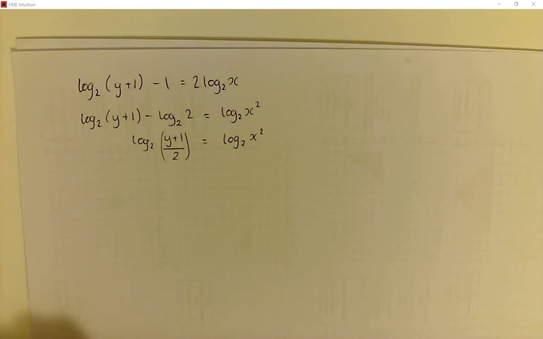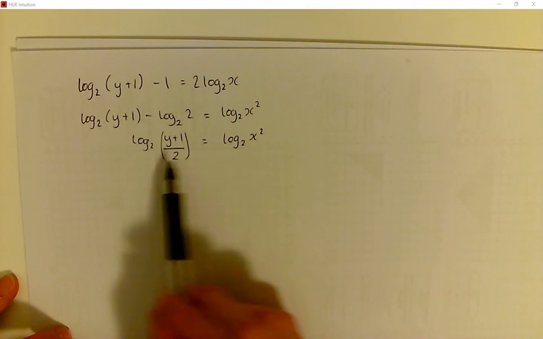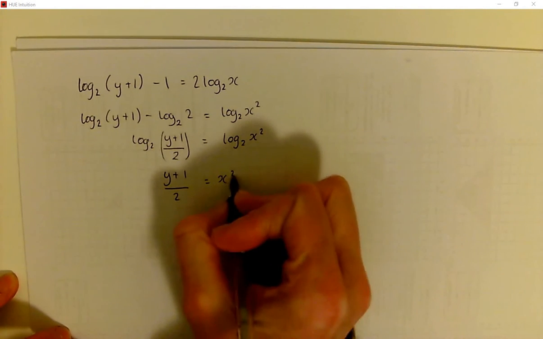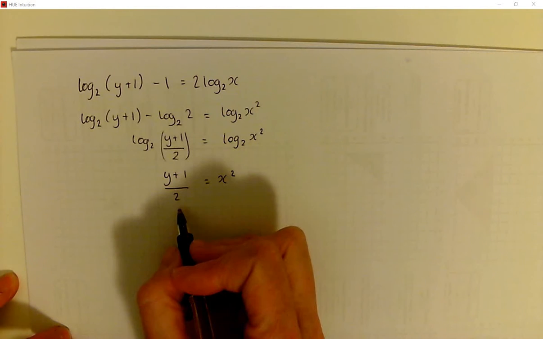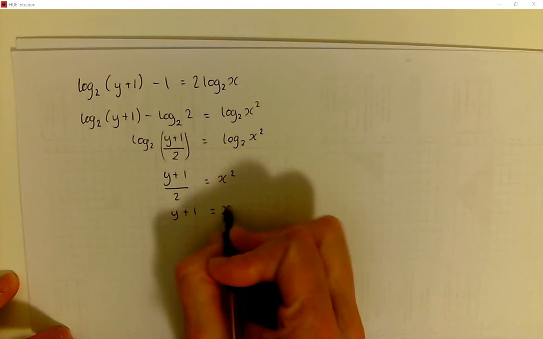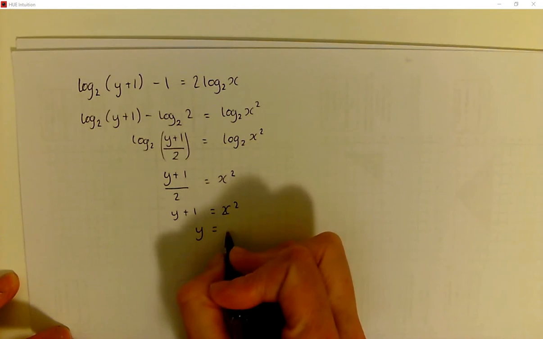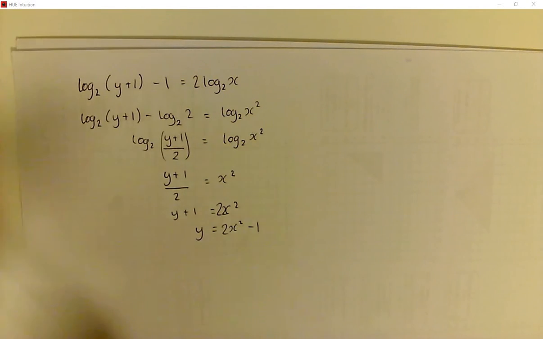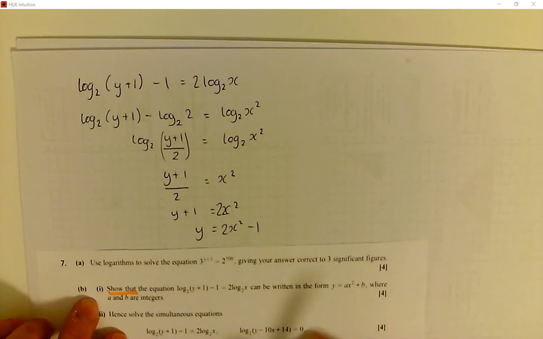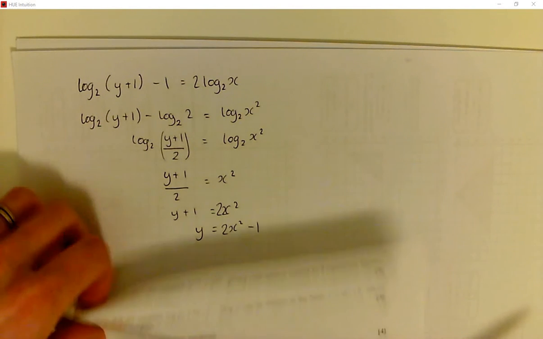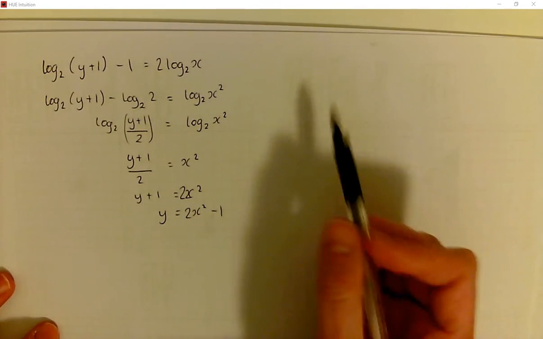So now we have log of one thing equals log of the other thing. So these two things have to be equal. Now we can rearrange it to make y the subject. Oops, I missed the 2. There we go, y equals 2x squared minus 1. Then we double check by looking at the question: can be written in the form y equals ax squared plus b, where a and b are integers. Yep, that works.